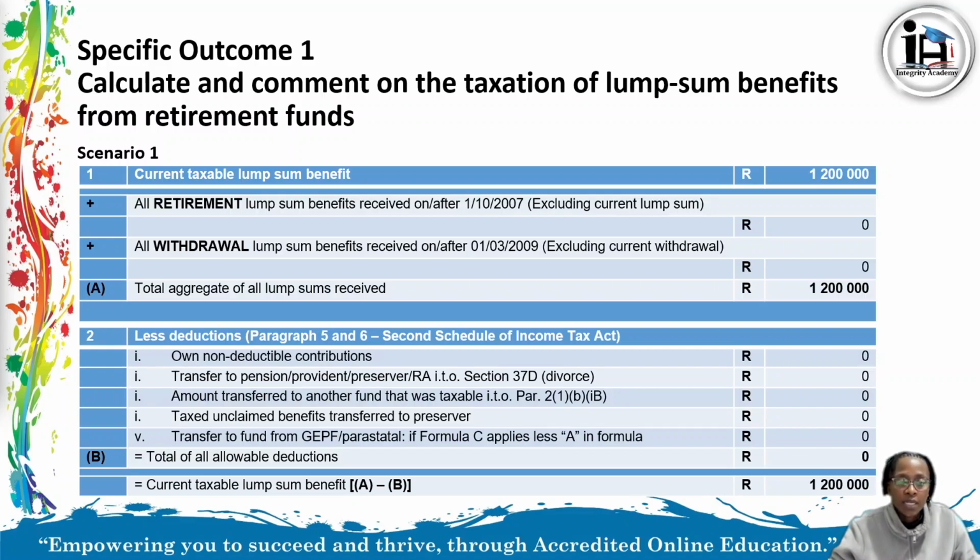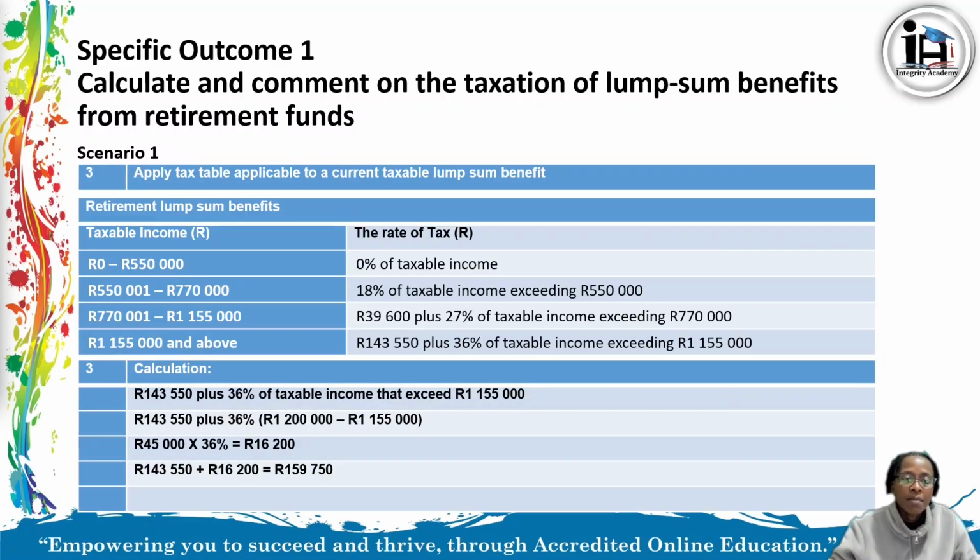Number 2, we subtract deductions per paragraph 5 and 6 of the second schedule of the Income Tax Act. We don't have any of those deductions. Therefore, our total of all allowable deductions is 0. Then the current taxable lump sum benefit would be A minus B, which is 1,200,000 minus 0, which is 1,200,000. Number 3, we apply the tax table applicable to current taxable lump sum benefits, which will always be provided.